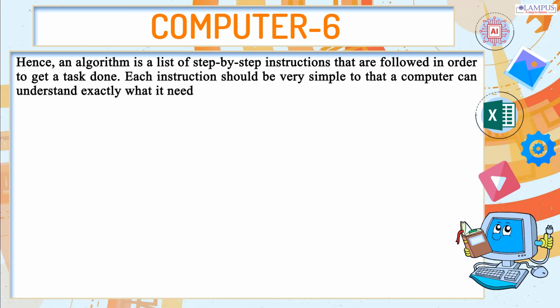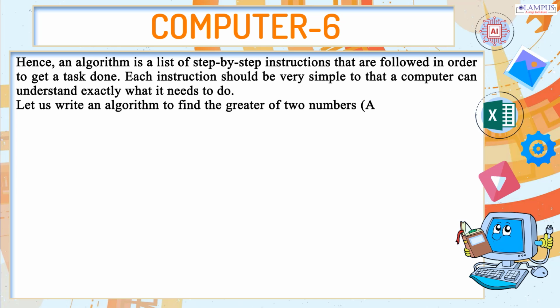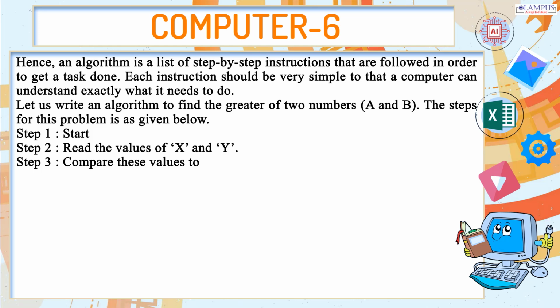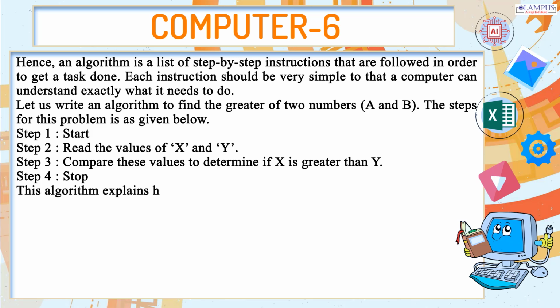Let us write an algorithm to find the greater of two numbers, x and y. The steps for this problem are as given below. Step 1. Start. Step 2. Read the values of x and y. Step 3. Compare these values to determine if x is greater than y. Step 4. Stop.